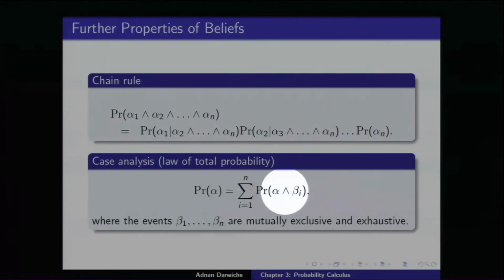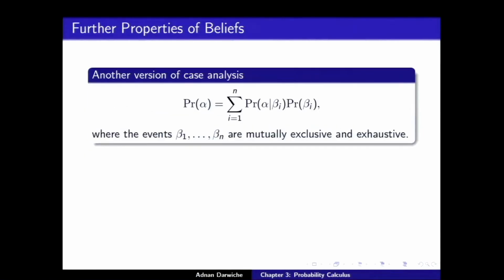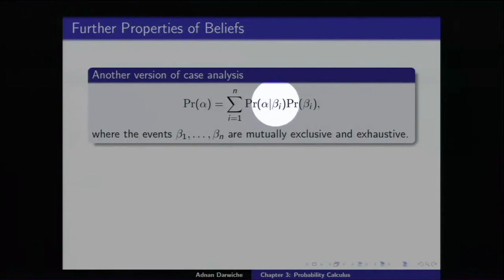Now you're going to say, why would this be interesting? As you'll see later, we have an example coming up. Computing alpha may be difficult, but computing these pieces may be easier. You may have the information to do this computation. And there's a version of this, which I'm going to show you in the next slide, which is perhaps more common. Instead of talking about the probability of alpha and beta i, you write the probability of alpha given beta i multiplied by the probability of beta i. And maybe this is the more common version you've seen.